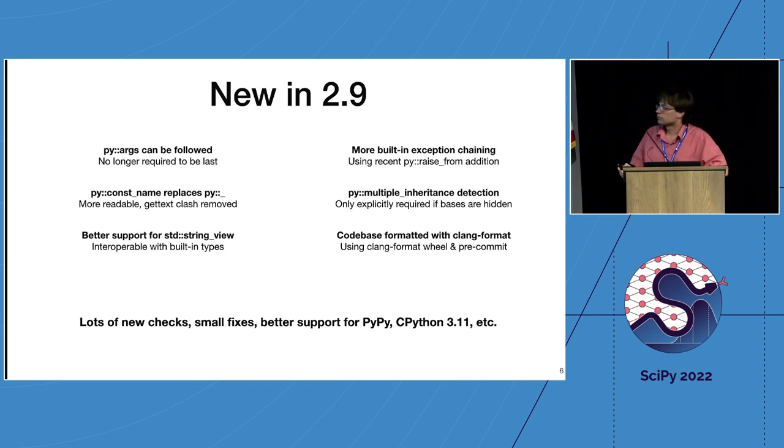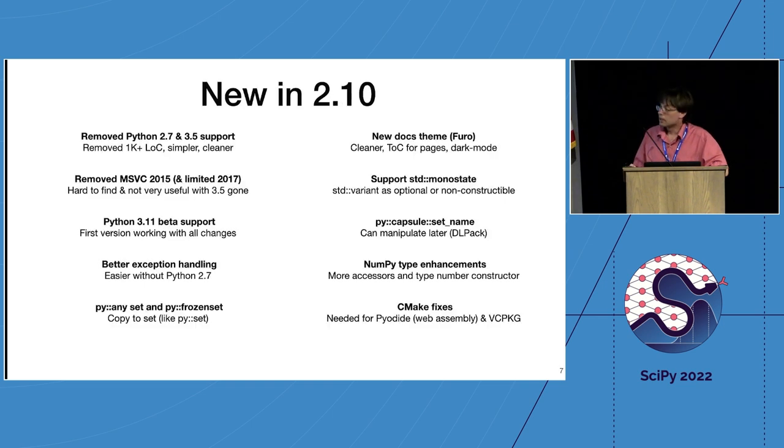So there are roughly 100 PRs or more for each of these releases. And then 2.10, this is where we are finally removing Python 2.7 and 3.5. This happened a while back in our master branch, but this release is actually happening today. This is also where we're getting rid of MSVC 2015. That was another nice thing to get out of there. There's not really much point to have that once you've gotten rid of 3.5 and 2.7. And this also is the first one where we fully support the Python 3.11 betas.